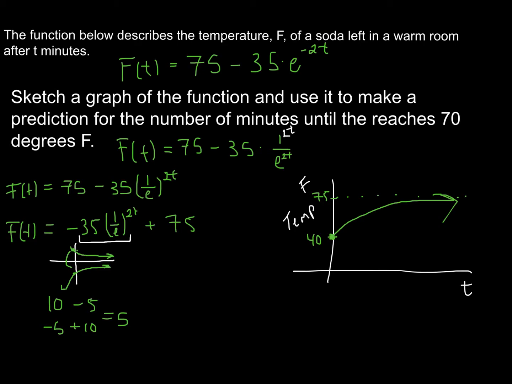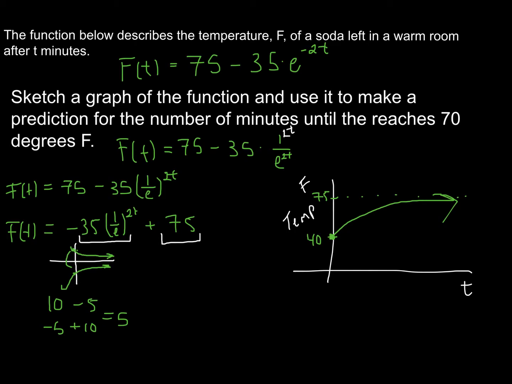And then the last piece of the equation is that I am adding 75, which translates my function upwards 75 units. So this initial value point, which seems to be at negative 35 now, is going to shift upwards 75 units to 40. This, which was approaching 0, is going to shift up 75 units, and it's now going to approach 75. So either way, I can sketch a graph of my function that looks just like that.